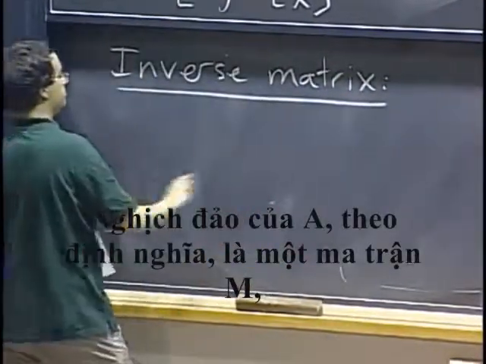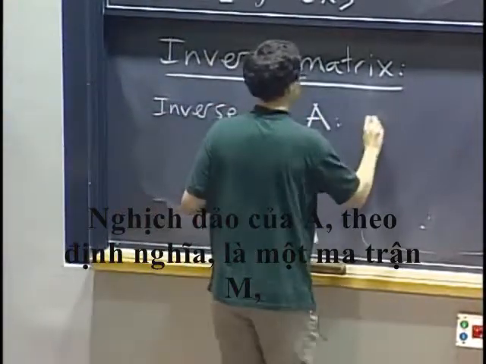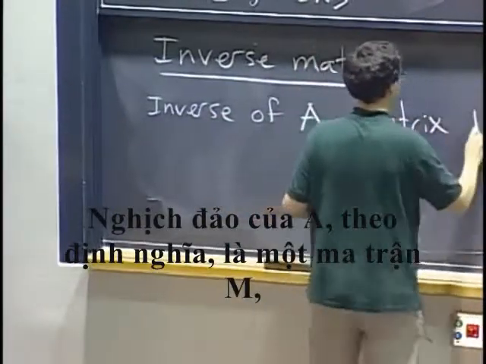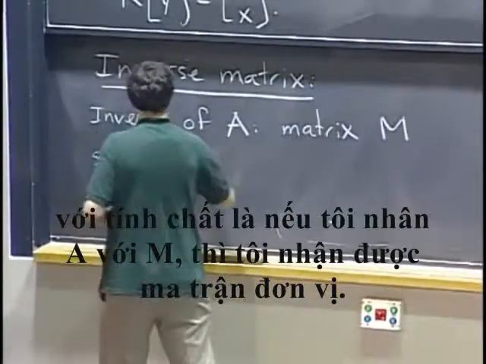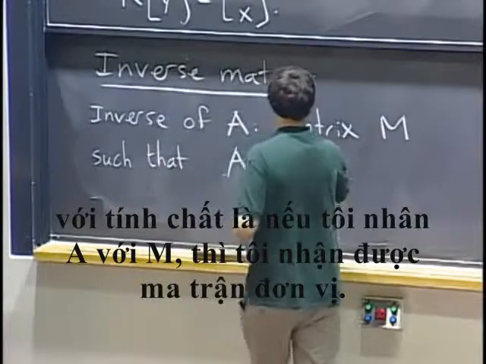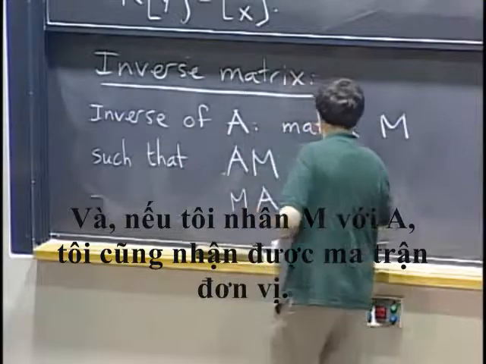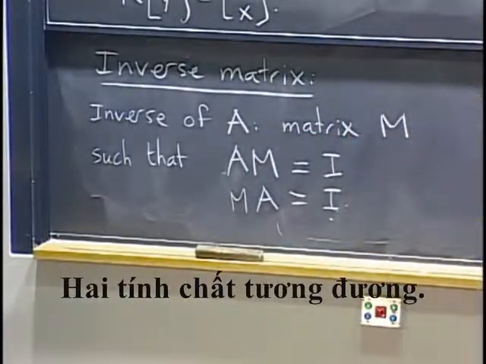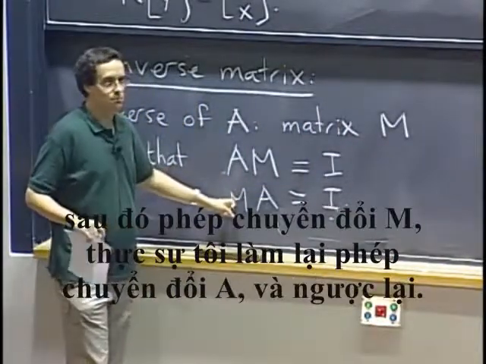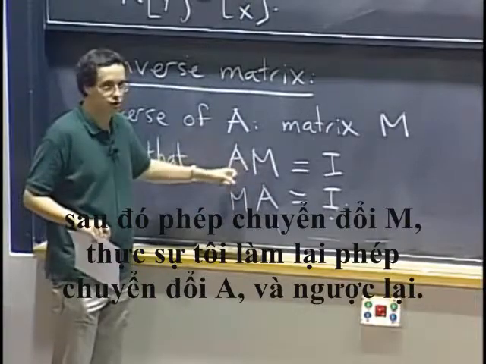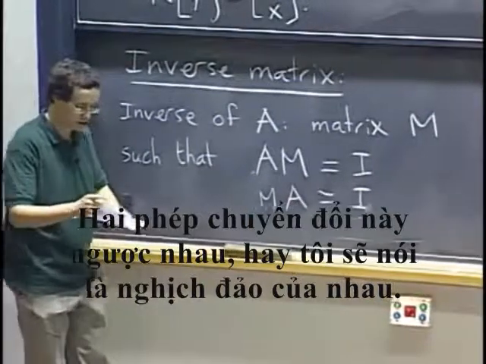So the inverse of A, by definition, is a matrix M with the property that if I multiply A by M, then I get identity, and if I multiply M by A, I also get identity. The two properties are equivalent. So that means if I apply first the transformation A, then the transformation M, I undo the transformation A, and vice versa. These two transformations are the opposite of each other. Well, I should say the inverse of each other.